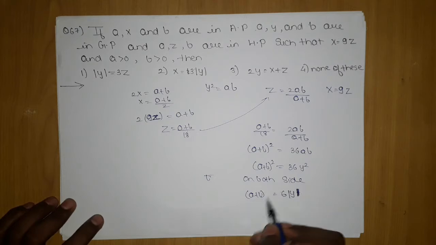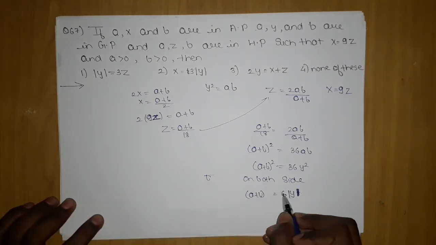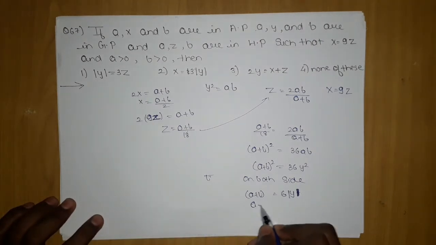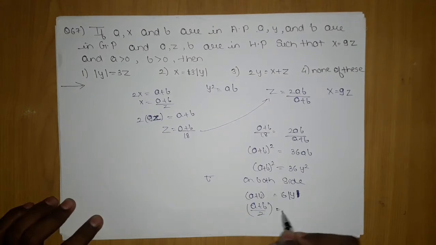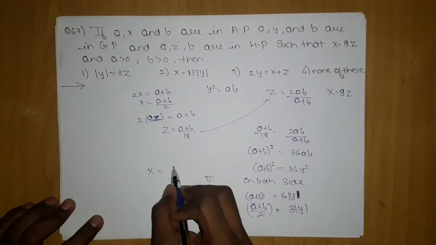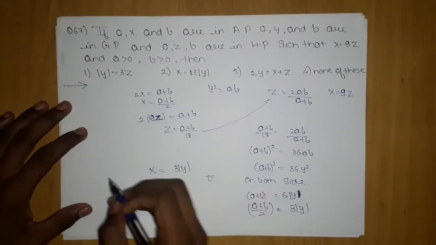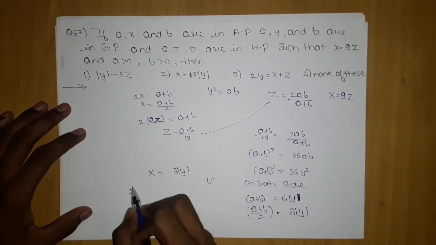Remember that a plus b by 2 is nothing but x. So I will take 2 from here, 6, a plus b by 2, and here I will be left with 3y. So can I write it as x? Yes, I can write it as x. So what I am left with is x equals 3y. Second is the answer.